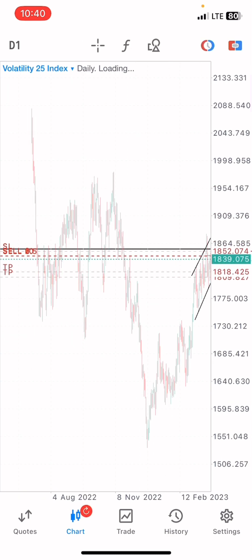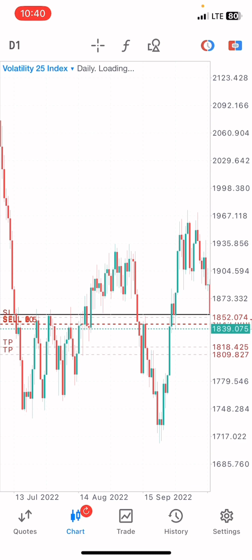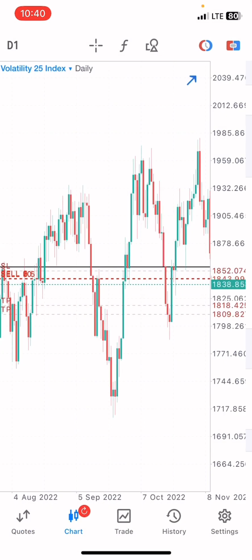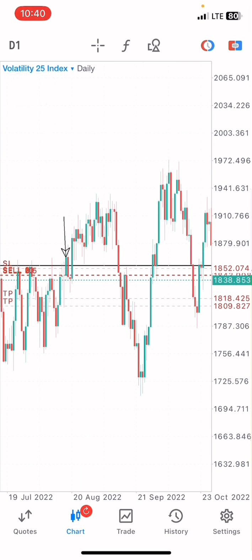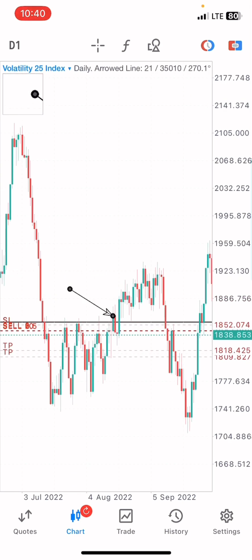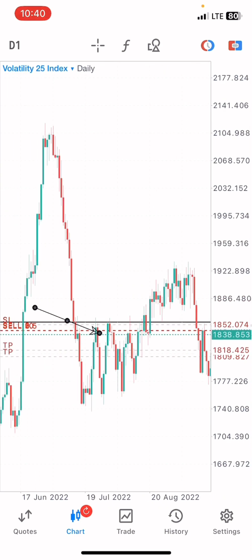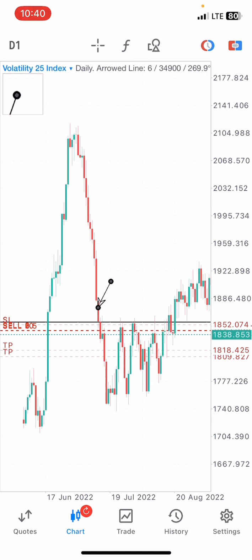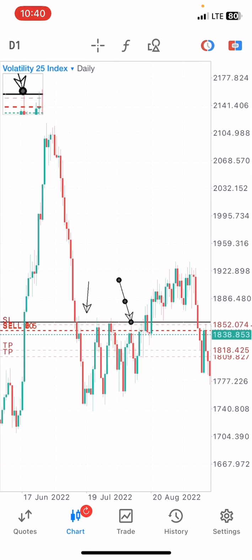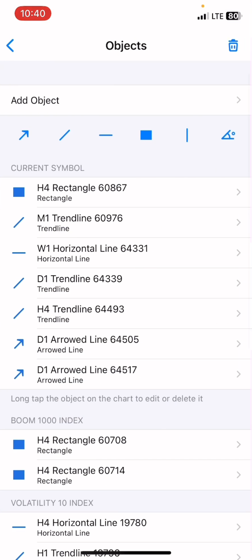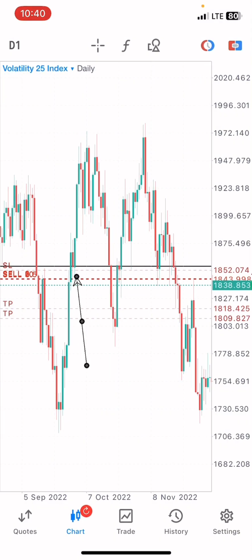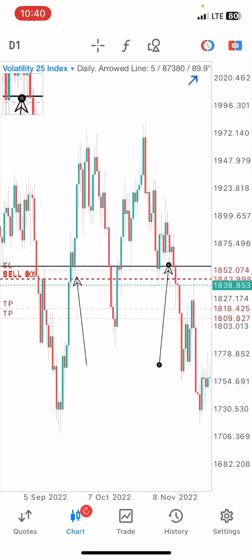Let me go to the higher time frame to have a bigger picture. As you can see on the daily time frame, price is reacting to this level. You can see multiple reactions on those levels. Even at this point price reacted here, at this point price reacted here, and it also did the same thing here.